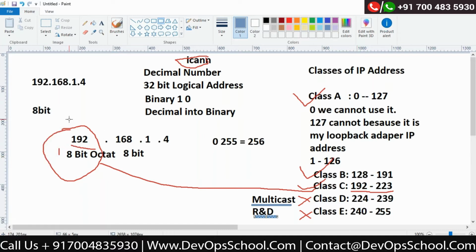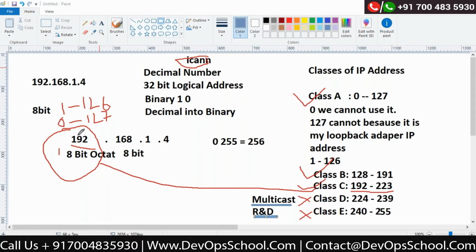If I say class A, the first octet, if any number of your IP address starts with, now 0 is not possible, but I'm writing it down, 0 to 127. So practically I can use anything between 1 to 126. Official number would be 1 to 126. If any number comes in this particular range for the first octet, I would say this is a class A IP address, correct? 0, I cannot use it because 0.0.0.0 is invalid, correct? So I cannot assign 0 as an IP address technically.